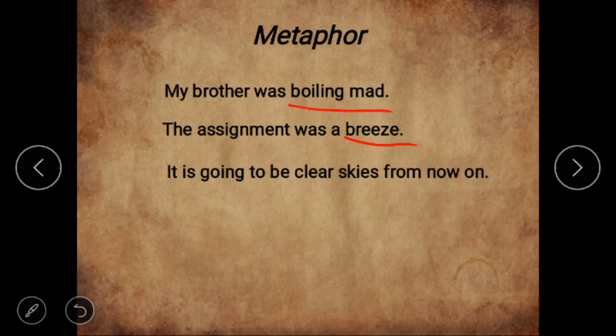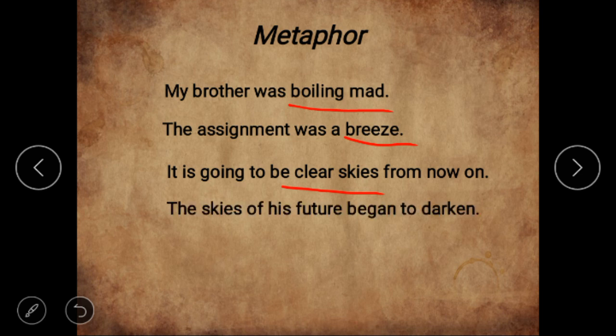"It is going to be clear skies from now on." Clear skies means there are not going to be any problems from now on. So clear skies are used as a metaphor for no problems. Now, "The skies of his future began to darken." Now future is not something which has skies, but here skies and darken are just used to say that his future was not looking very good. His future was not bringing him a lot of good luck. The skies of his future began to darken means his future was beginning to look bad.